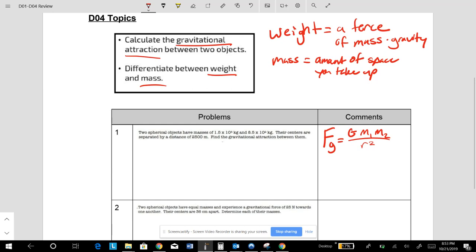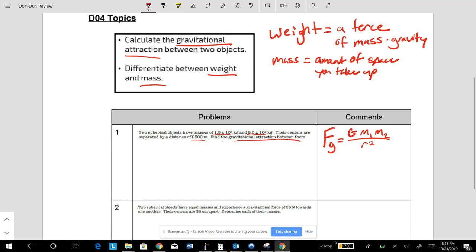So what we're going to have here is two spherical objects that have masses of 1.5 times 10 to the fifth kilograms and then 8.5 times 10 to the second kilograms. Their centers are separated by a distance of 2,500 meters. Find the gravitational attraction between them.